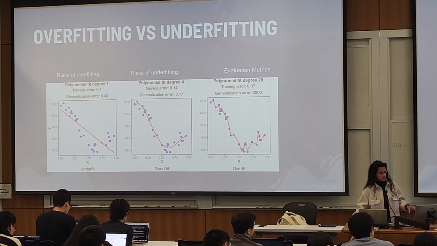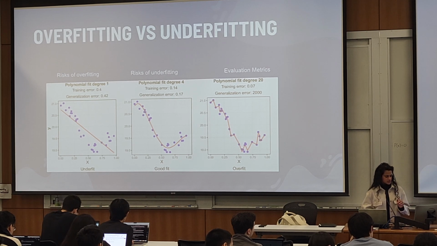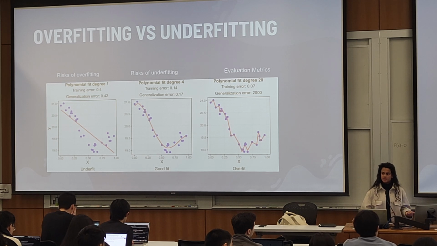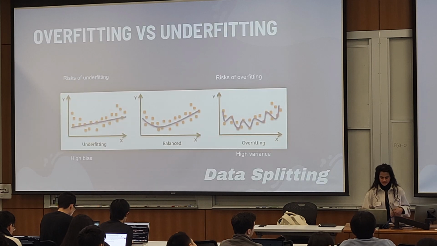So over here, our Goldilocks spot would be a polynomial fit of degree 4. So if we have a line raised to x^4 plotting this kind of distribution, that's our sweet spot. That's our sweet spot because while the training error is 0.14, which is higher than the 0.07 training error we had with the degree 20 model, it is still going to perform better on new data than the other model would. So this is where we can talk a little bit about the bias-variance trade-off.